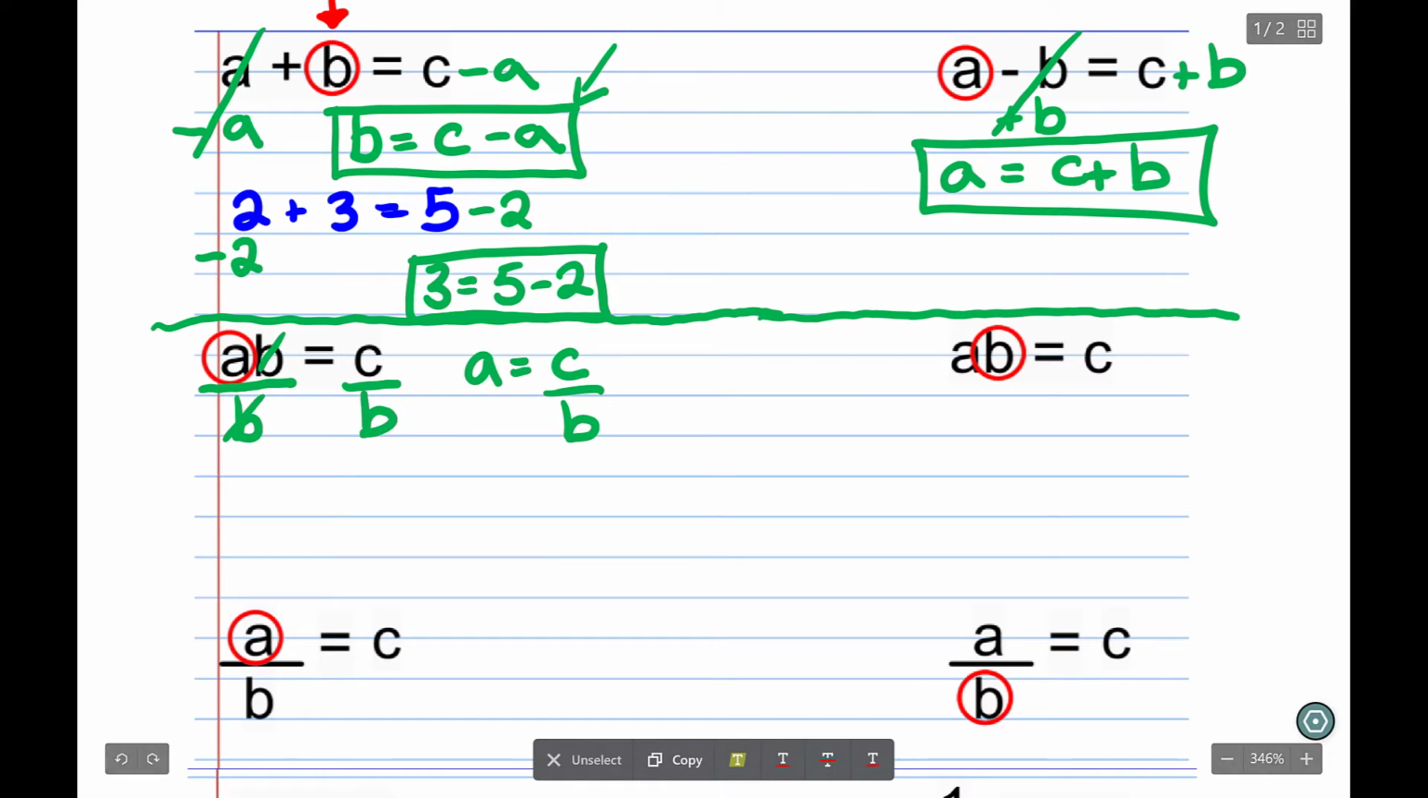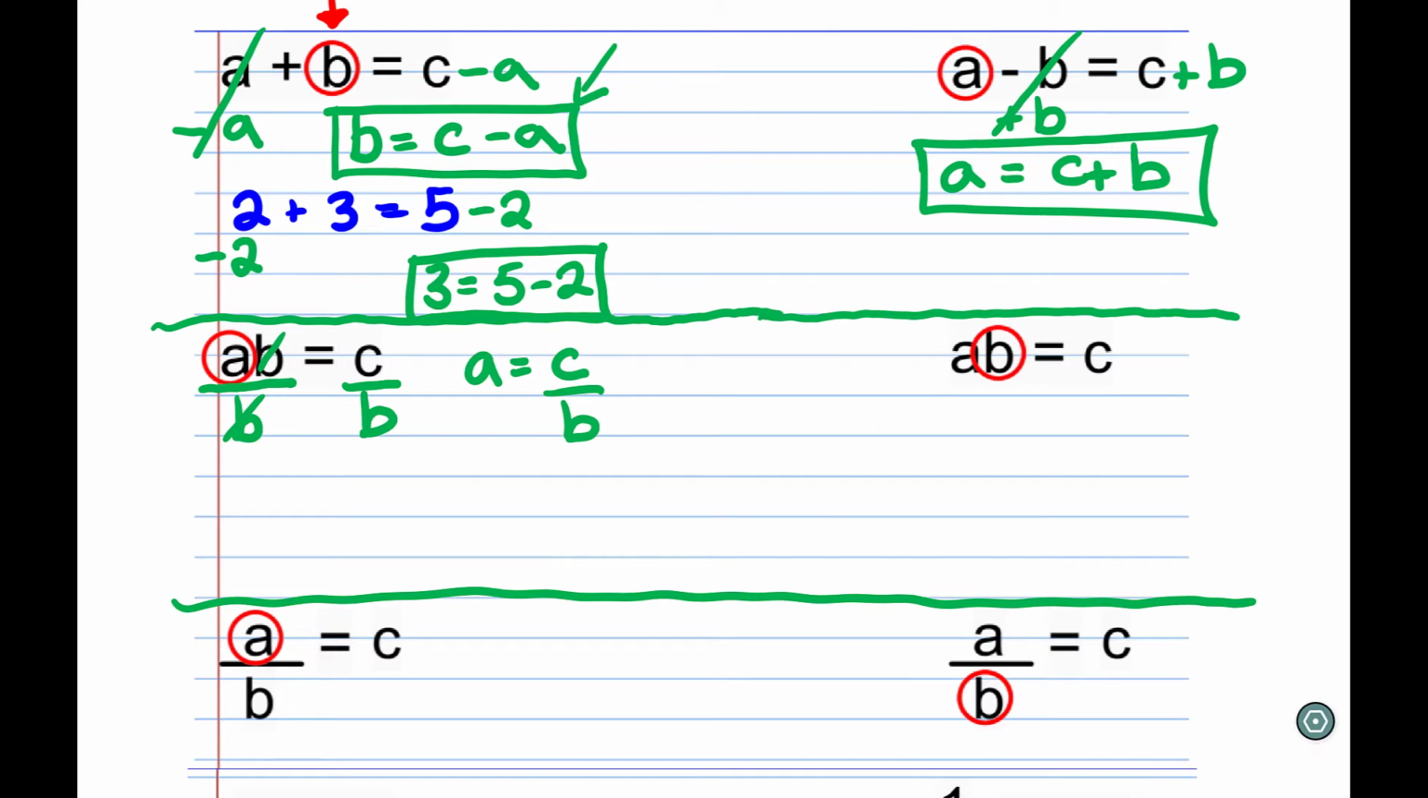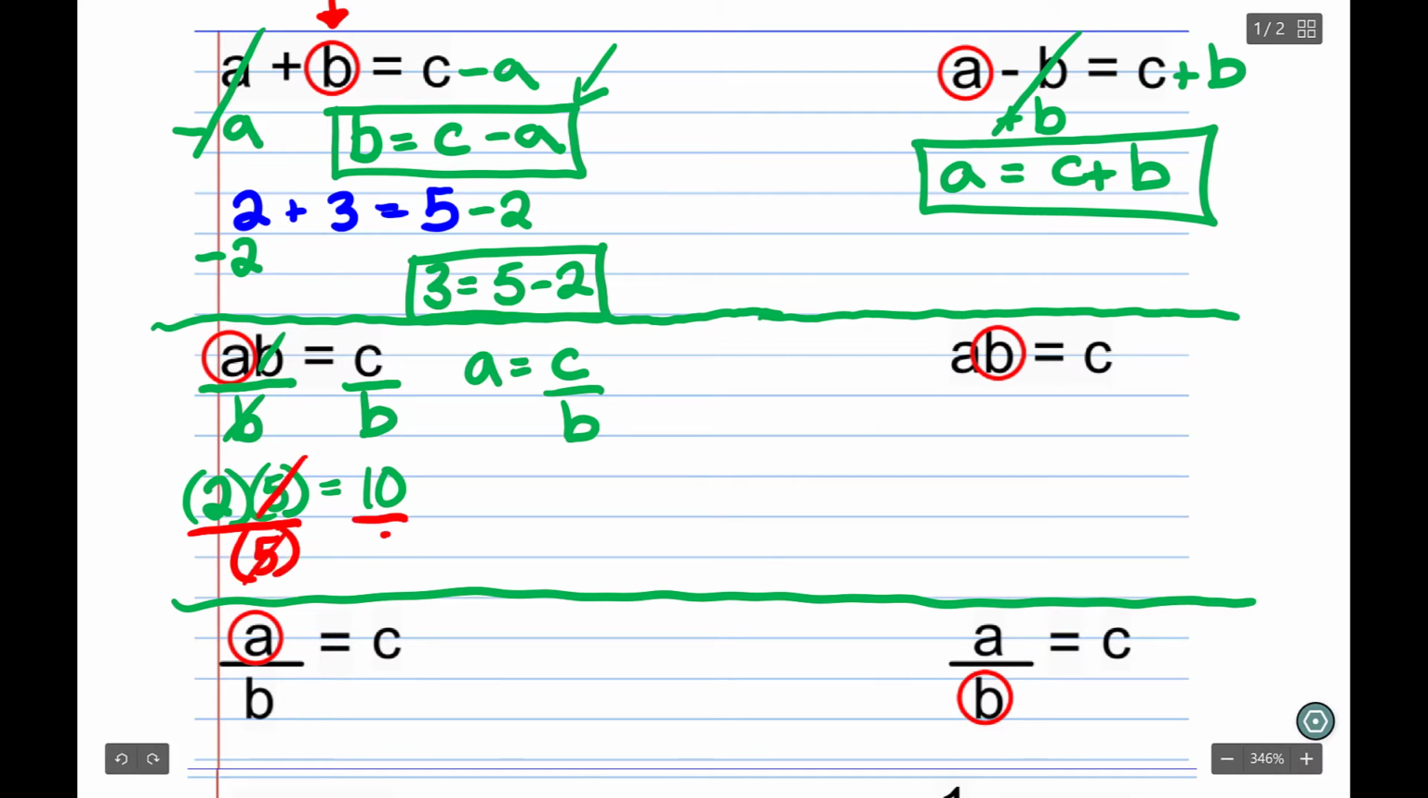Let's put in some numbers and see if this makes some logical sense for you. Let's do something like 2 times 5 is equal to 10. I'm going to do the same thing as above. Let's say I divided by 5 across. That would cancel that 5 out. And if I divided this by 5, I would get 2 is equal to 10 over 5, which is true. 10 divided by 5 is 2, so 2 is equal to 2. This proves that my rearranging above is correct.